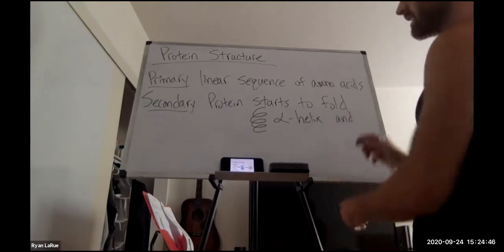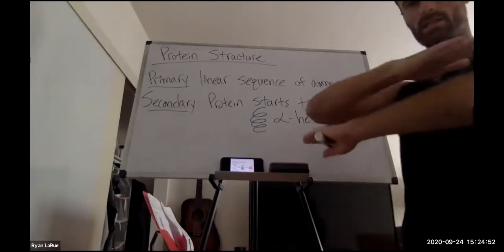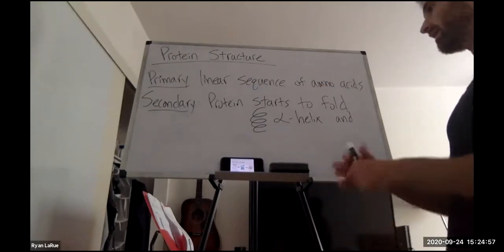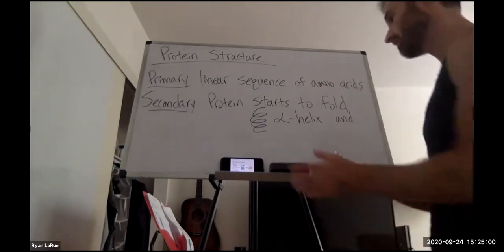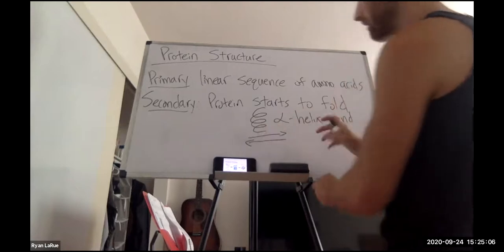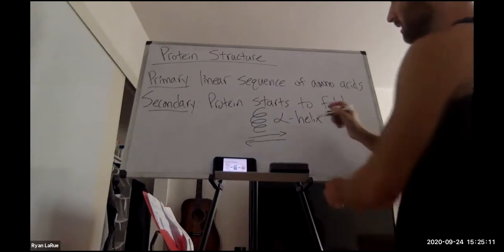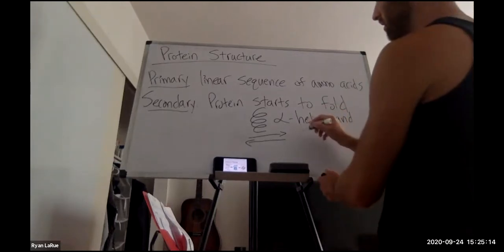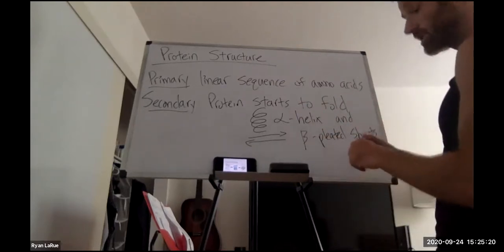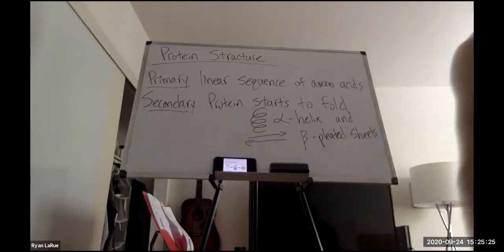And then we also start to see these long sheets that kind of go on top of each other like this. And we call those beta pleated sheets. We draw that, they kind of look like arrows on top of each other. And these are our beta pleated sheets. And these folded shapes, we see that when we talk about the secondary structure of proteins.